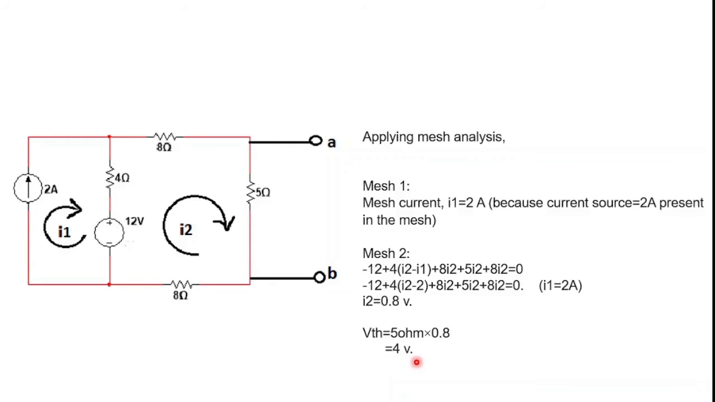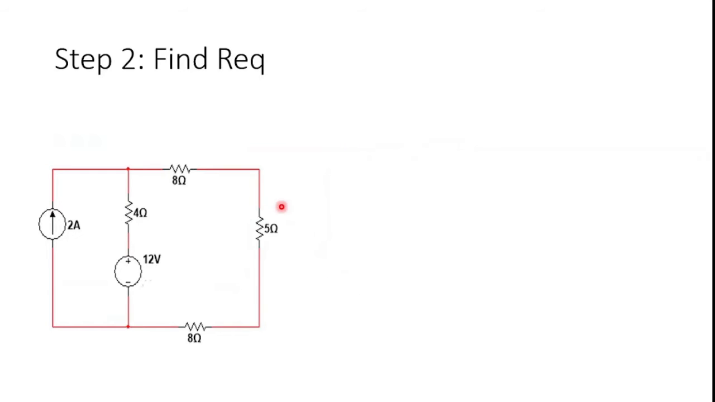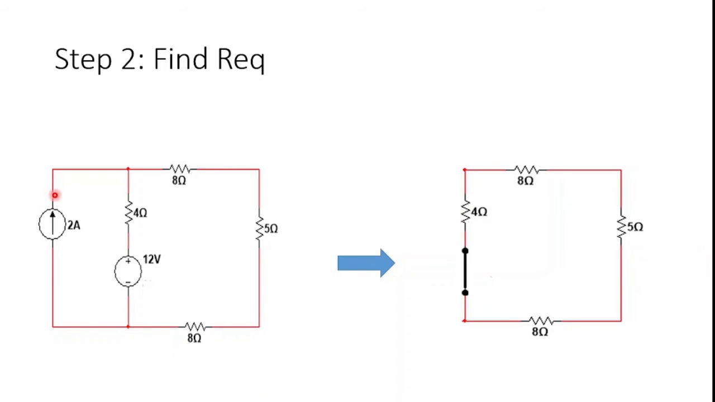Okay, so we got our Thevenin voltage, and the next step is to find the equivalent resistance. Just like we did in Thevenin's theorem, the same application will be applied here. We will be deactivating all the sources, this current source and this voltage source. A deactivated current source means an open circuit, and an inactive voltage source means a short circuit. So you can see there is an open circuit there. The whole branch has been removed and the voltage source in here has been shorted.